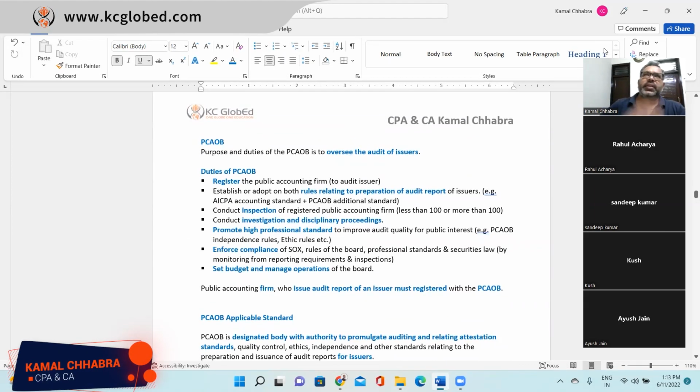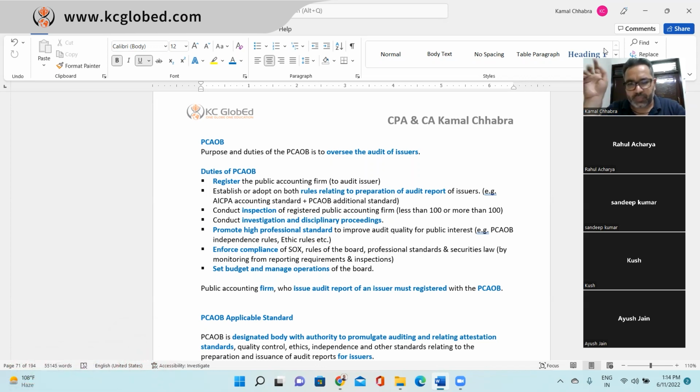So we have discussed so far Title 1, 2, 3 and 4 of SOX. But in Title 1, which gives authority, everything that the PCAOB can do has been completely explained in this section. So now we'll be discussing PCAOB rules, responsibilities, duties, authorities and everything laid down in Title 1. The first one is the purpose and duties of the PCAOB, which is to oversee the audit of issuers.